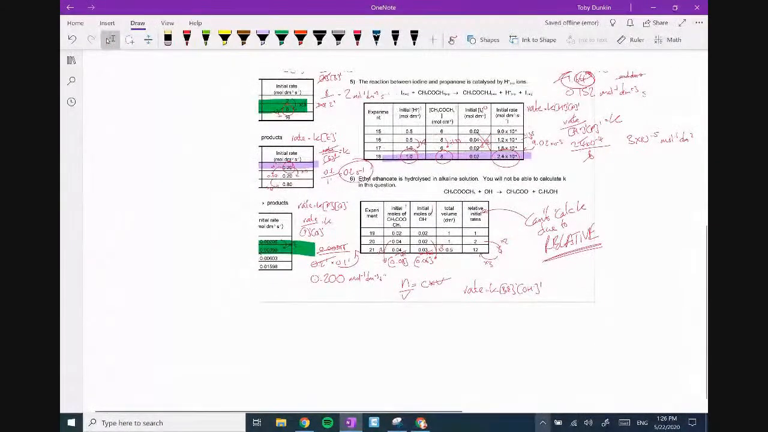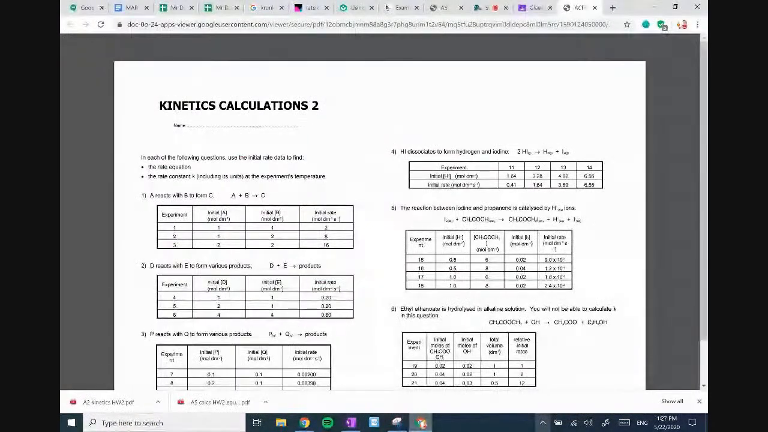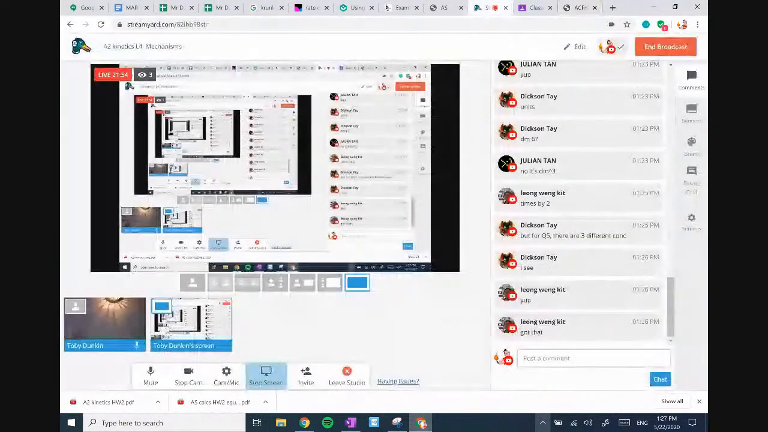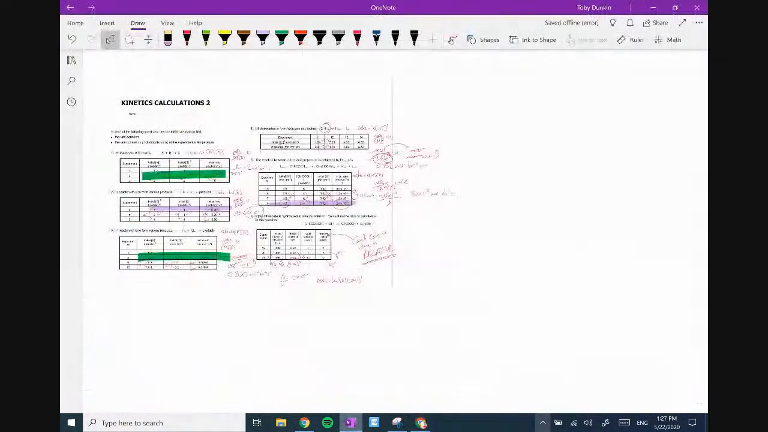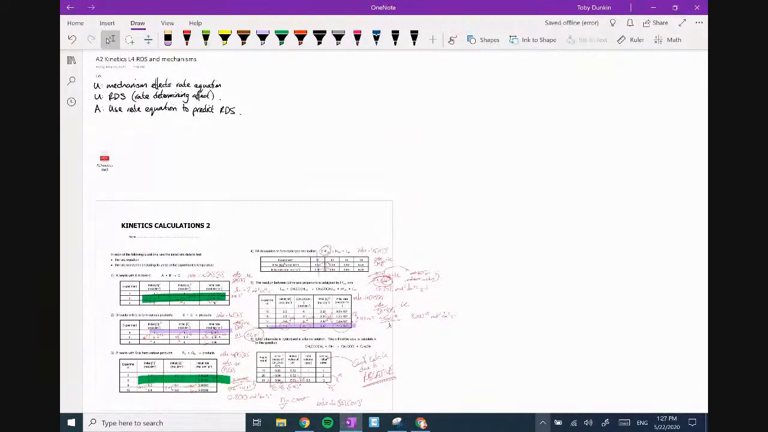Okay, brings us to the end of the homeworks. Right, I don't have very long left, annoyingly. Got about half an hour left. Good. Right, so our learning objectives. Mechanisms affect rate equations, RDS. Use of rate equation to predict RDS.